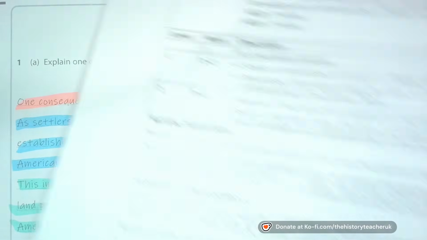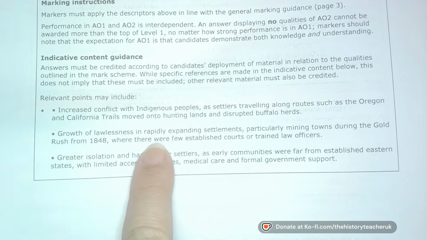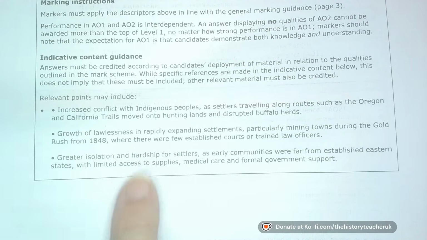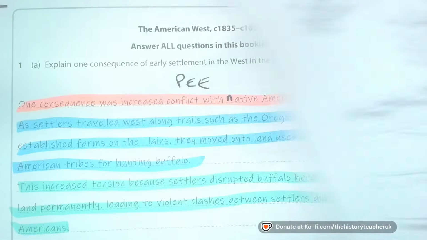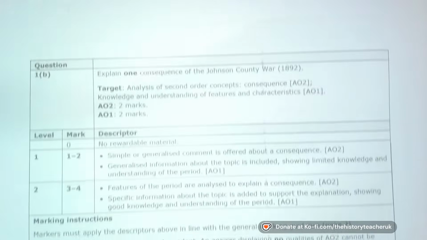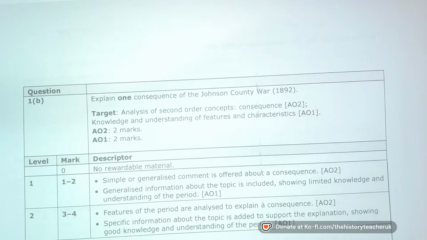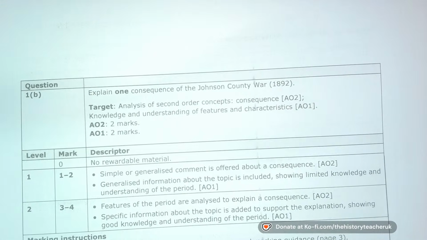The mark scheme gives you a couple of options. Increased conflict with indigenous peoples, growth of lawlessness, greater isolation and hardship. So there's a couple of options there. So let's have a look at the second option. One consequence of the Johnson County War. This is a bit more specific, but if you've done your revision you should be good on this one.